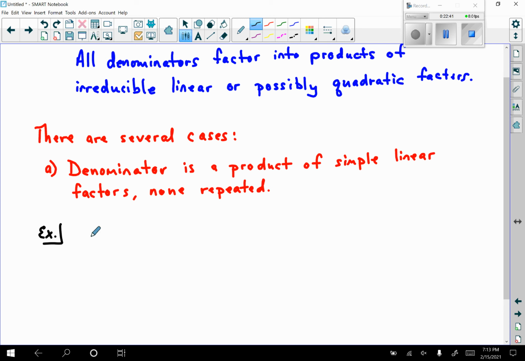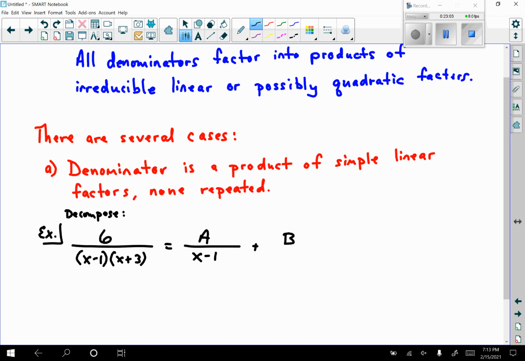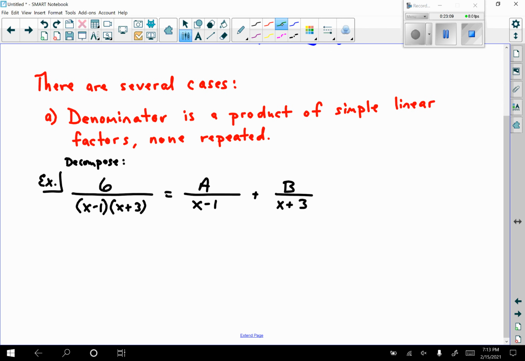So let's say our fraction that we're looking at to decompose is 6 over the quantity x minus 1 times the quantity x plus 3. So we want to decompose this. So I'm going to write this as a over x minus 1 plus b over x plus 3, much like our very first fraction. So this means if I wanted to get this common denominator here, I'd have to multiply a by the quantity x plus 3 and b by the quantity x minus 1, and all of that combined would have to equal this numerator of 6.